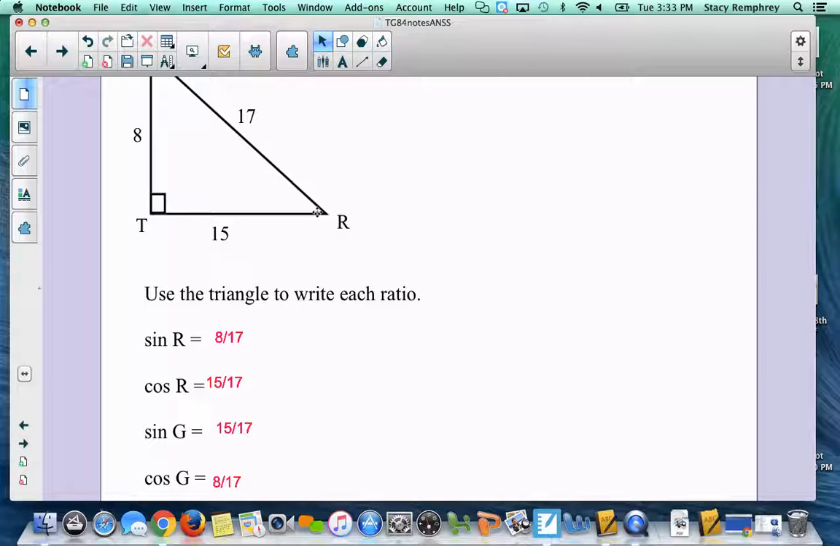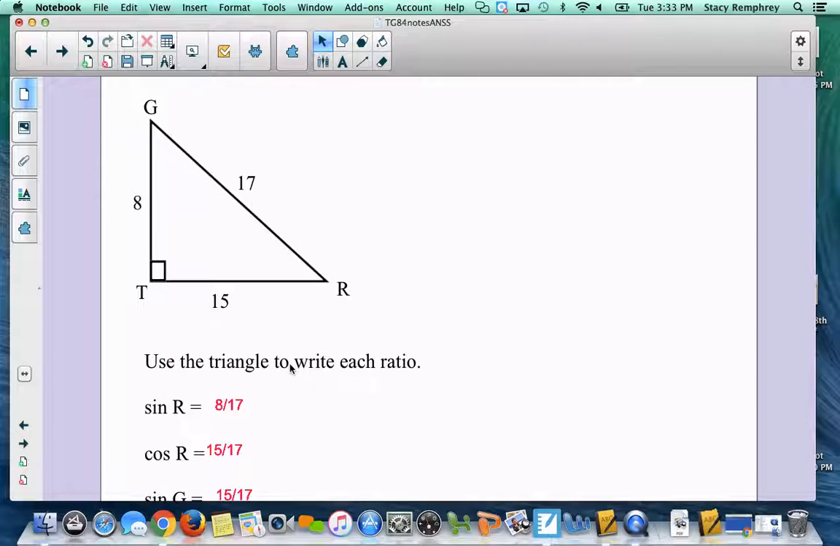So the sine of R, I'm going to go to angle R, and sine is opposite to hypotenuse. So I'm going to go opposite the R, so that's 8. And the hypotenuse is 17. For the cosine of R, here's angle R. I'm going to go adjacent, it's the leg that helps make angle R, to the hypotenuse, 17. So that's where that came from.